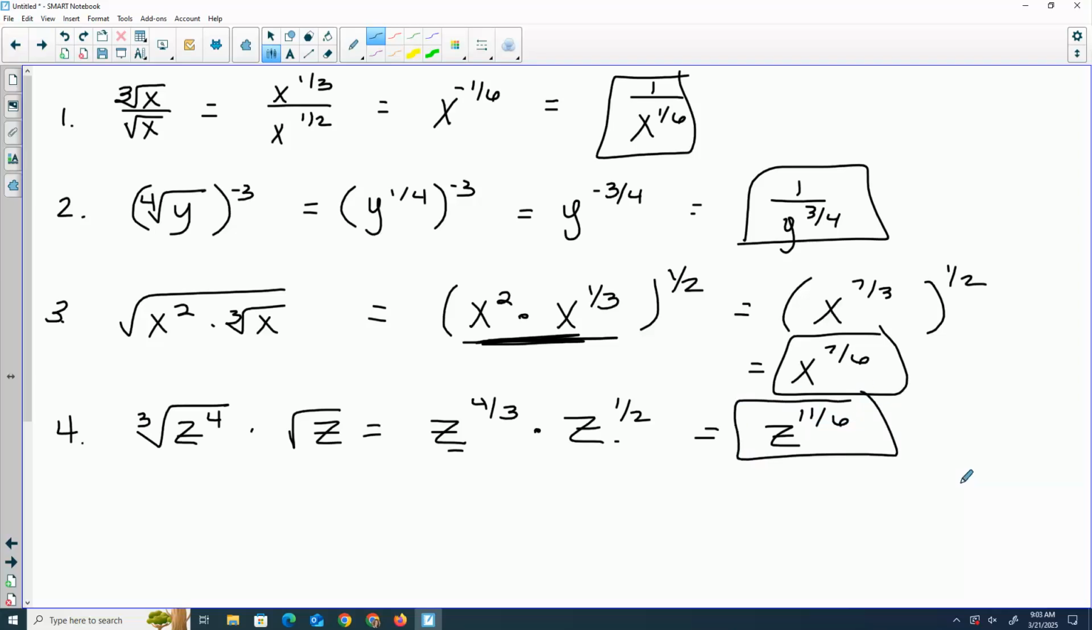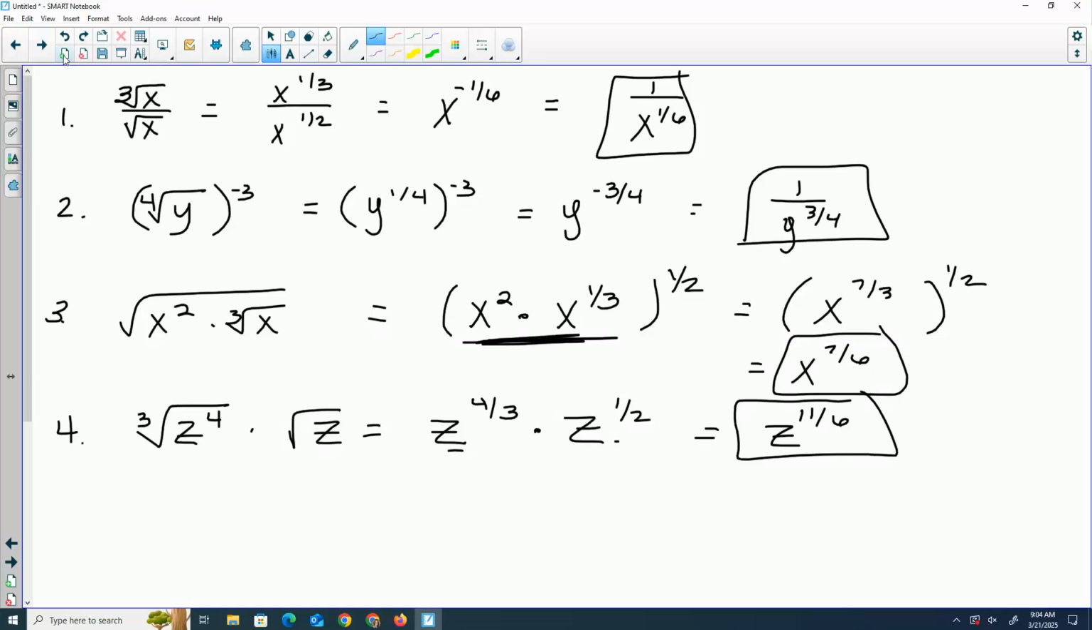So what I'm asking you to do on these is change your radicals into fraction exponents, use your properties of exponents, and then make sure at the end it's positive. So move it to the bottom if necessary. Are those okay?